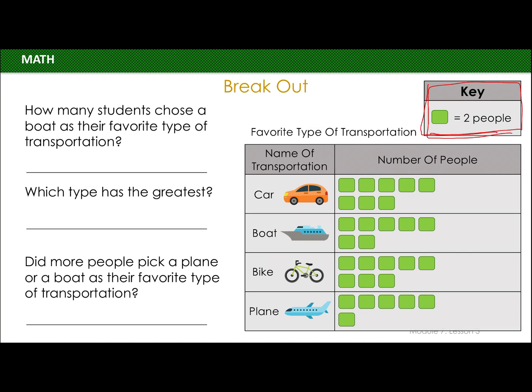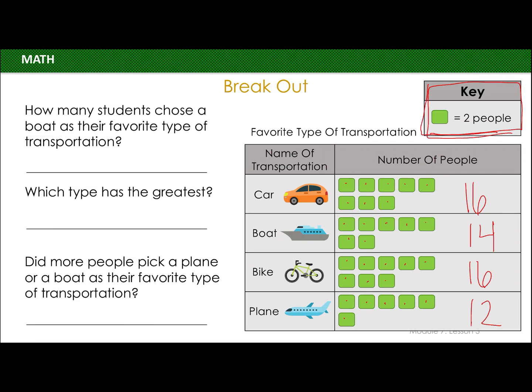So I'm going to start with car. So I know that I have to count by 2s. 2, 4, 6, 8, 10, 12, 14, 16. Now boat. 2, 4, 6, 8, 10, 12, 14. Now bike. 2, 4, 6, 8, 10, 12, 14, 16. And plane. 2, 4, 6, 8, 10, and 12.